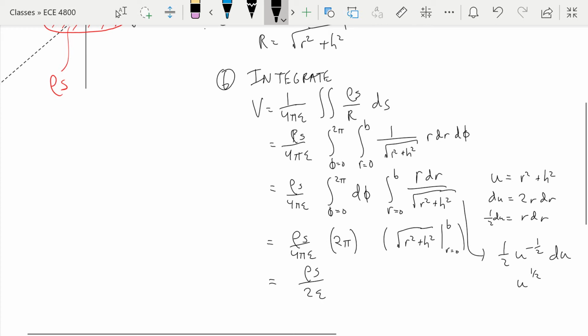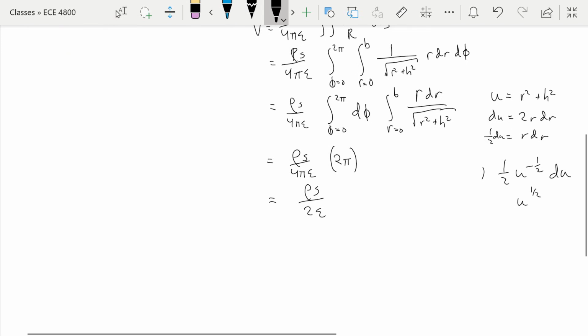All right, actually, we need to fix something here. So we did a change of variables, right? We changed this equation over to a form in u. I think this is something I didn't catch earlier. There's always a lot of math to do in these problems. So we have to look at our limits of integration. When r is equal to 0, u is equal to 0 squared plus h squared, or u is equal to h squared.